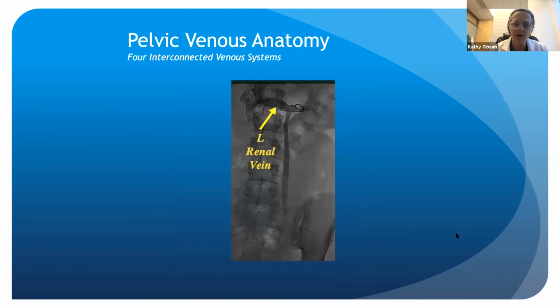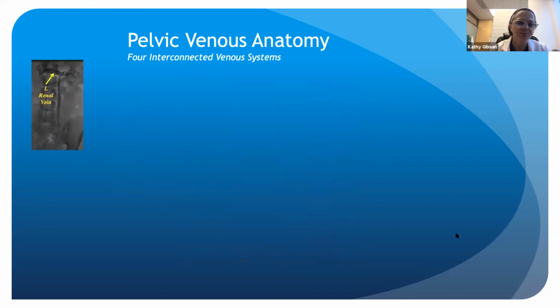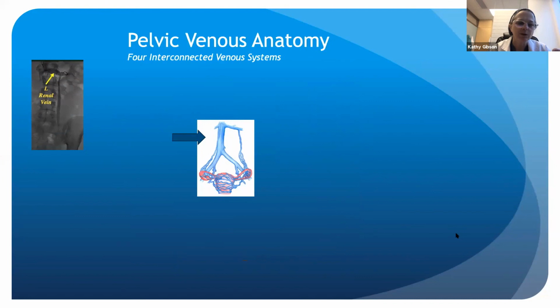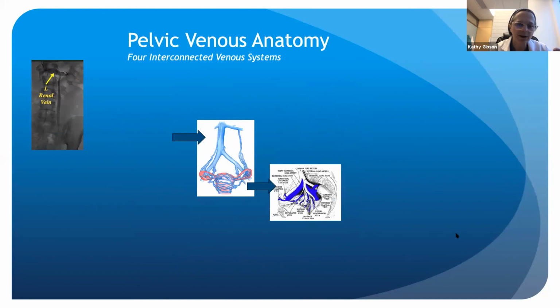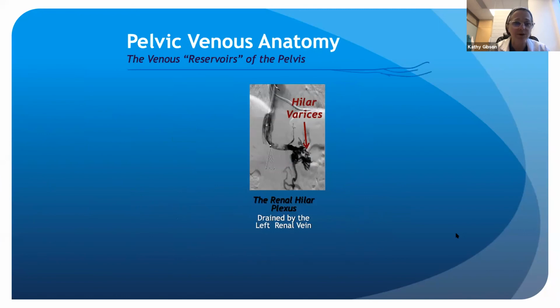With pelvic venous anatomy, there are 4 interconnected systems. We have the left renal vein, the gonadal veins, the internal iliac veins, and then the veins of the lower extremity, which connect through pelvic escape points. These different pieces of anatomy go to different pelvic venous reservoirs.